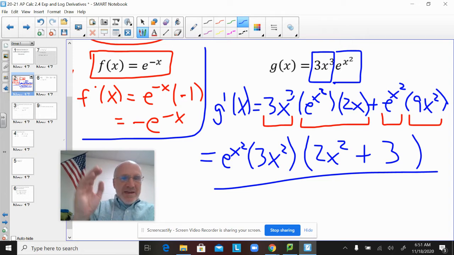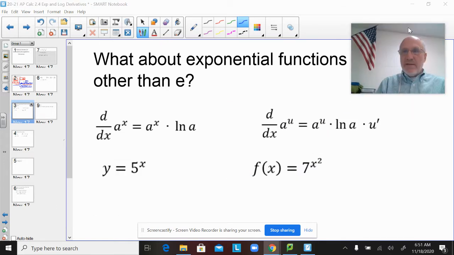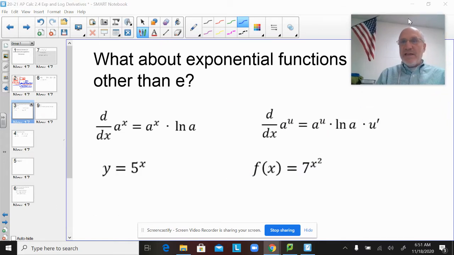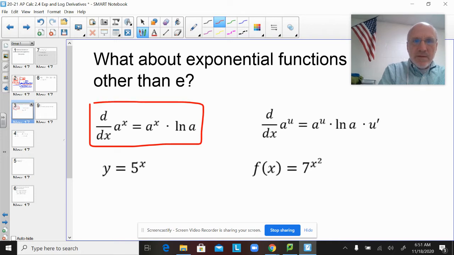So that's the derivative of e to the x and e to the u. Okay, next. What if the base is not e? So instead of e to the x, like it's 2 to the x, or 3 to the x, or 7 to the x, still an exponential function. You'll notice how this is very similar. The derivative of a to the x is still a to the x, but then times the natural log of a, which is the natural log of the base, which is going to be like the natural log of 3, is some decimal.